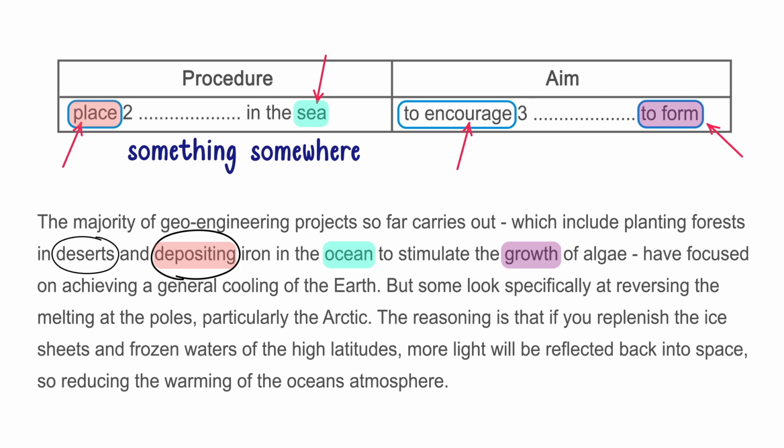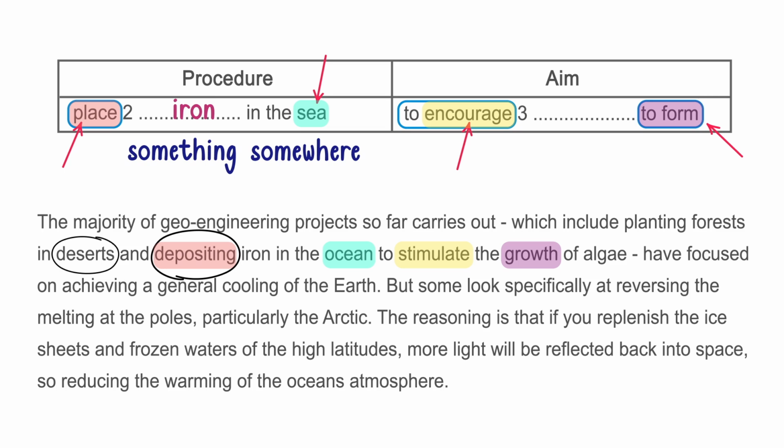So let's read the question now. Place blank in the sea to encourage blank to form. Depositing iron in the ocean to stimulate the growth of algae. So instead of depositing, we have place. So after place, we do have iron here. Place iron in the sea. So instead of sea, we have ocean here in the text. To encourage. Encourage means stimulate, right? The growth of algae. So to encourage algae to form. So as you can see, that was pretty easy, right?